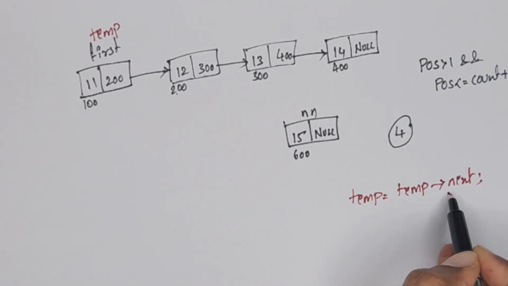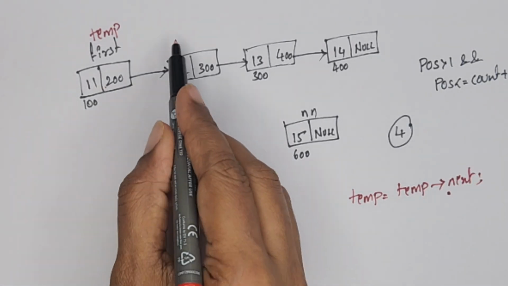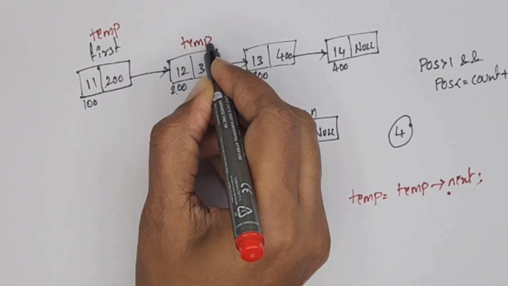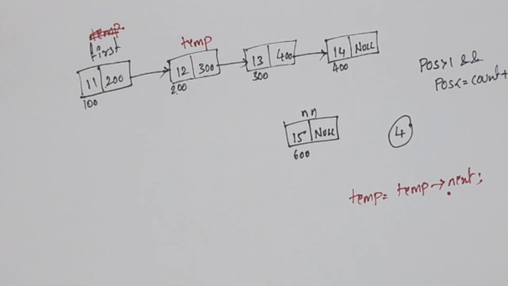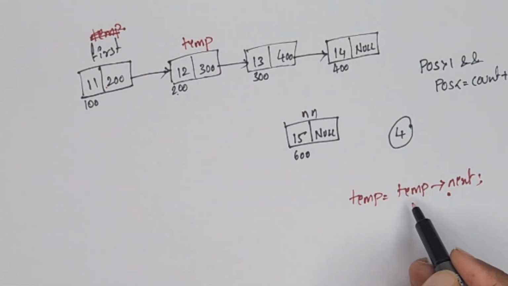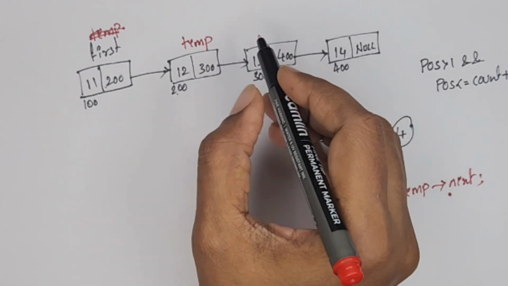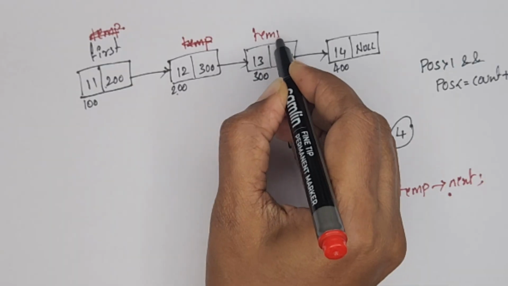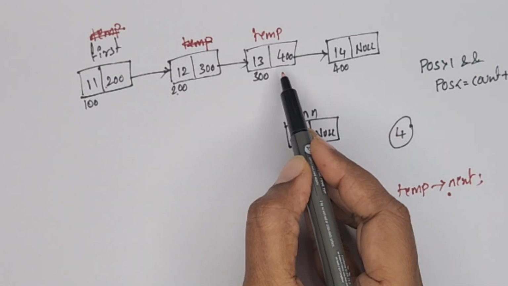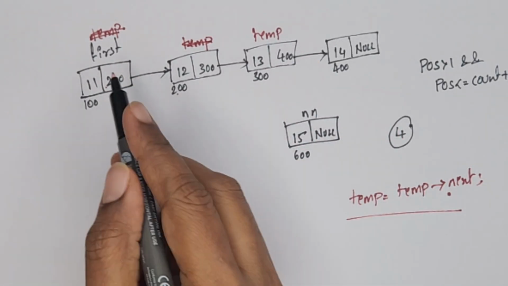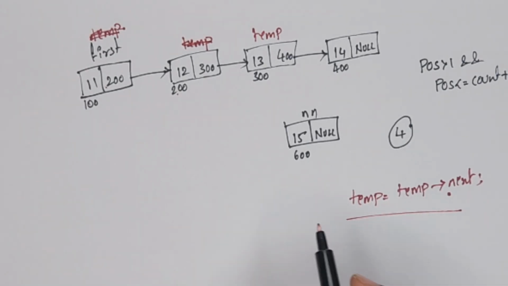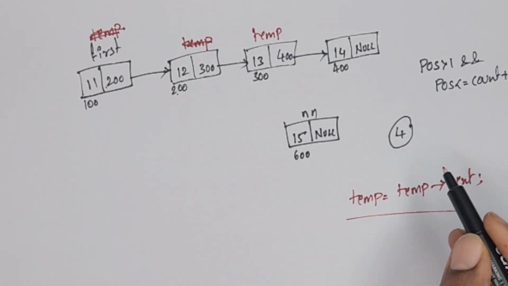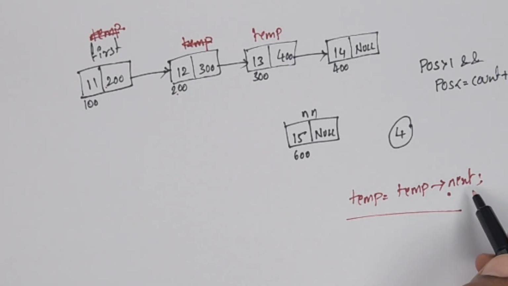So what is temp of next? 200. 200 will be assigned to temp. Now temp is not 100, it is 200. Once again repeat this statement, temp equals to temp of next. Now temp of next is 300. So now it becomes temp like this. From first node to 3rd node, we can move temp. So this statement we have to write in a loop, so repeatedly it will execute.